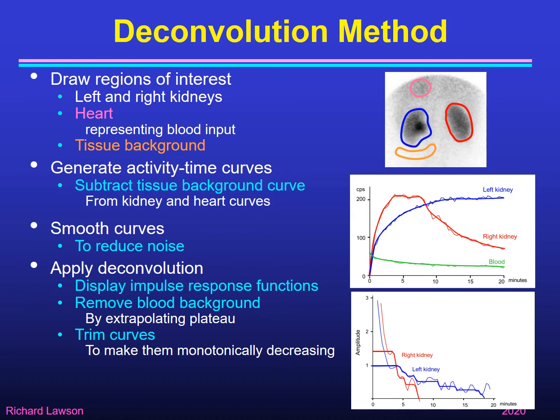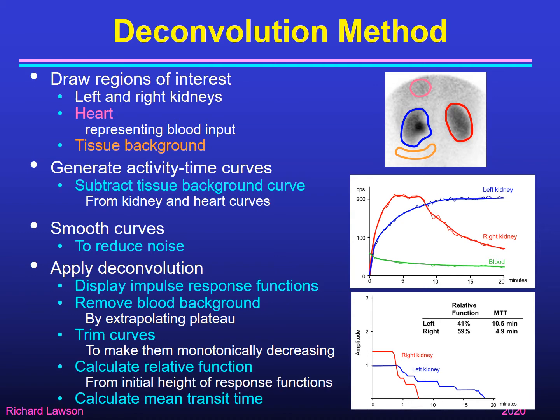We also note that because this is the response to a bolus input where activity comes in at the beginning and then leaves, the retention function should always decrease. It should never go up. So we can trim off these little wiggles to make sure that it is a function that continues to go down and never bounces back up again. And that gives us these nice trimmed curves representing the impulse response functions for both kidneys. Now we can take some measurements from that.